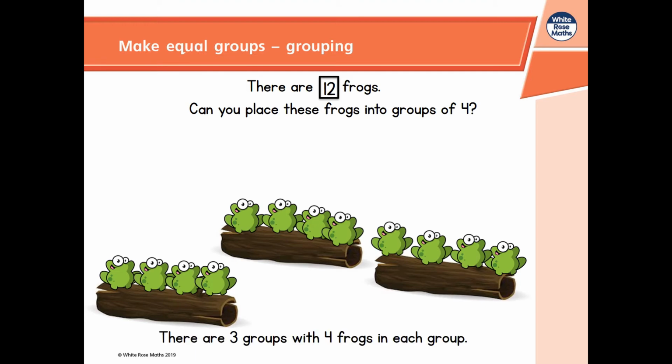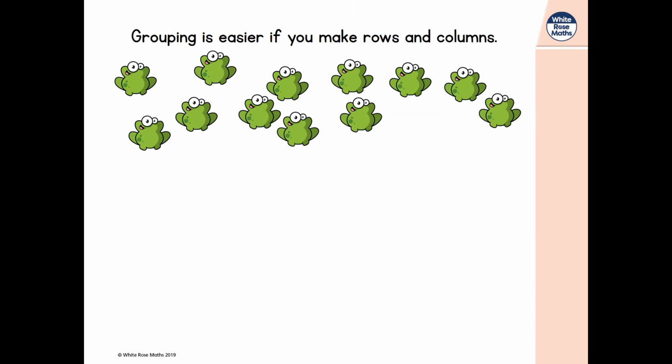So what do we know? We know that there are 3 groups with 4 frogs in each group. We've just made equal groups. Did you know that grouping is easier if you make rows and columns? Right now, these frogs have scattered back all over the place. Let's ask them to get into rows and columns, shall we? Off you go, frogs.